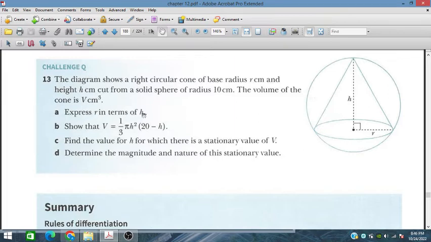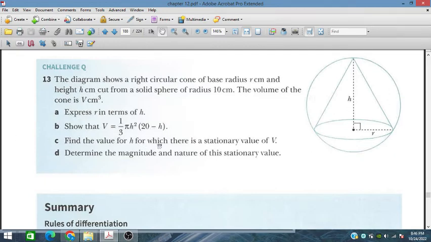Express r in terms of h. Show that the volume is equal to 1 over 3 pi h squared bracket 20 minus h. This we have to show. This V is the volume of this cone in terms of h. So this is basically the r, and 20 minus h is the height.